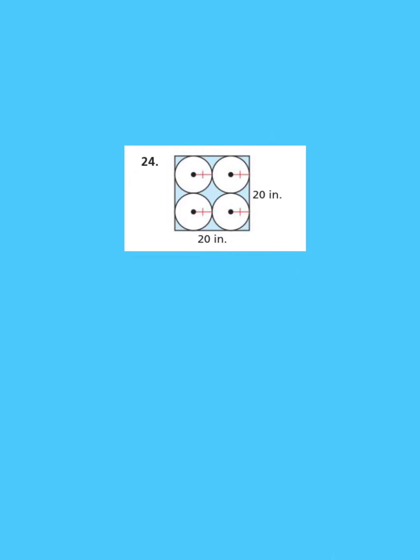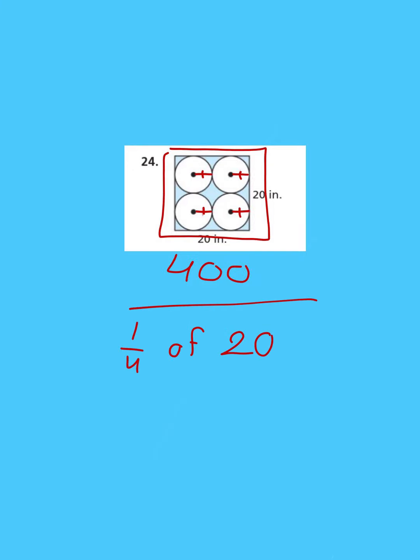Chapter 11, Lesson 2, question number 24. This problem shows 4 congruent circles inside a square, and the objective is to find the area of the shaded region. To find the area, first find the total area of the entire square, including the circles. This is 20 times 20, and it would end up to be 400 inches. Now we know that each radius is 1/4 of 20, since the radii are congruent, and the diameter is the radius times 2. This means the radius is 5, and the diameter of each would be 10.